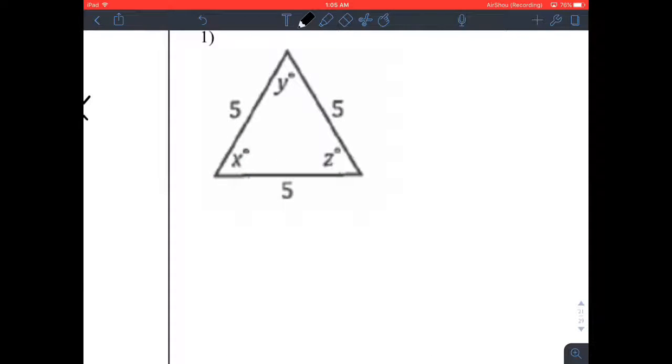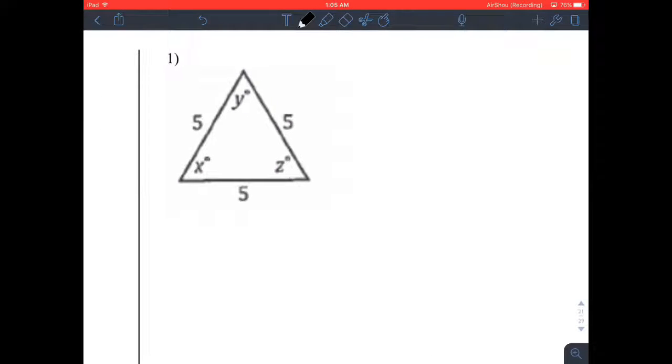Alright, so let's look at this picture. Let's say that we were told to find the values of x, y, and z. Done. They're all 60 degrees. The reason that they're all 60, this is an equilateral triangle. Also, it's isosceles as well, but it's equilateral. All the sides are 5, therefore all the angles have to be the same. They all have to be 60.